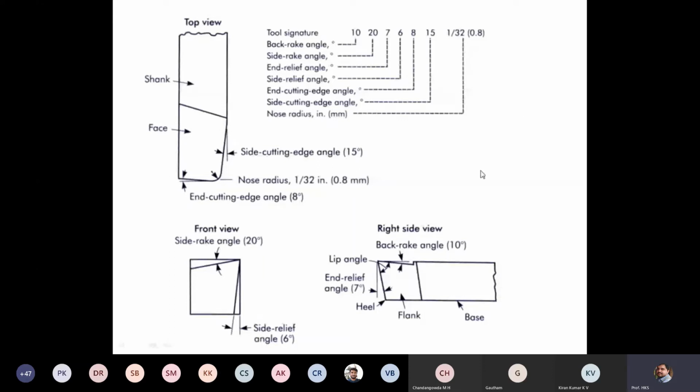And next, mechanism of chip formation. We move on to the next topic, that is chip formation. We know during machining, material will be removed in the form of chips. How are these chips formed, and what are the different considerations related to chips? All those things we will discuss.